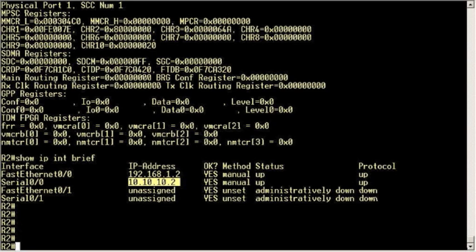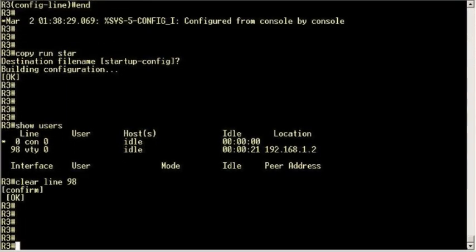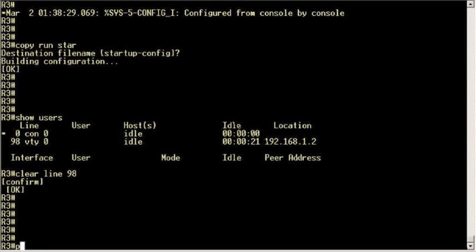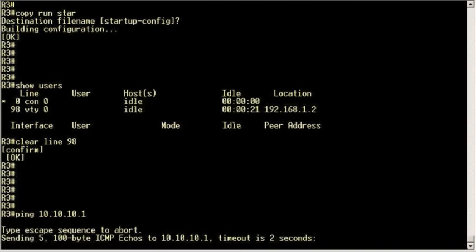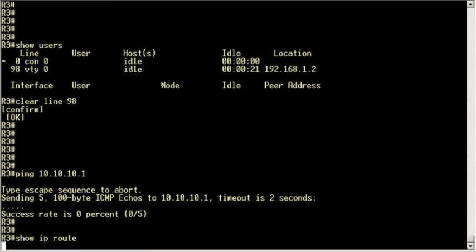Okay, well, sure enough, if we go over to R3, R3 is in the 192.168 network, and it tries to communicate with the WAN network, R1, it can't. Now, why can't it? Well, look at its routing table. Do a show IP route.